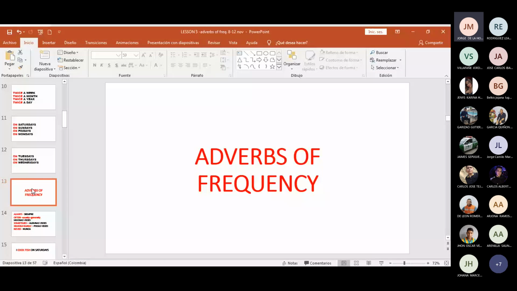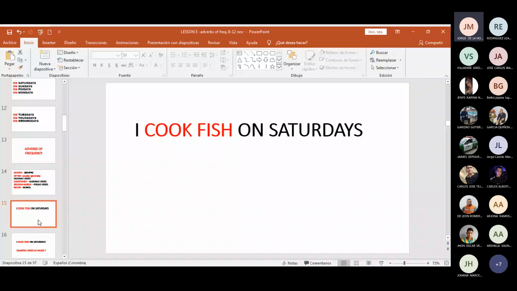Yes, the adverbs of frequency. We use them to indicate how often we do things. For example, I cook fish on Saturdays. Okay. I cook fish on Saturdays.